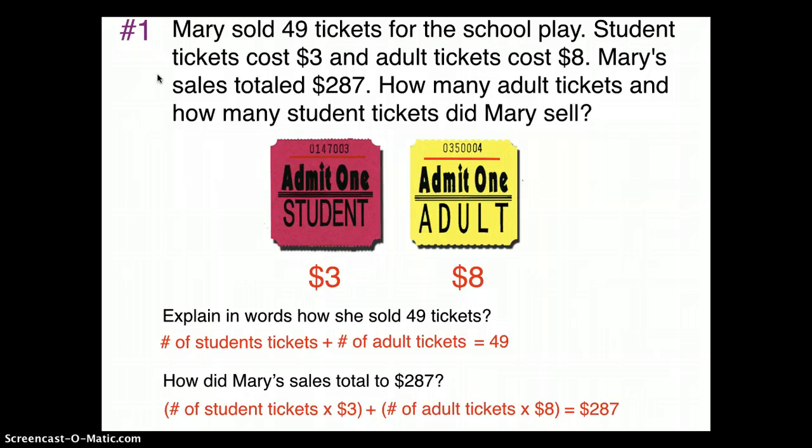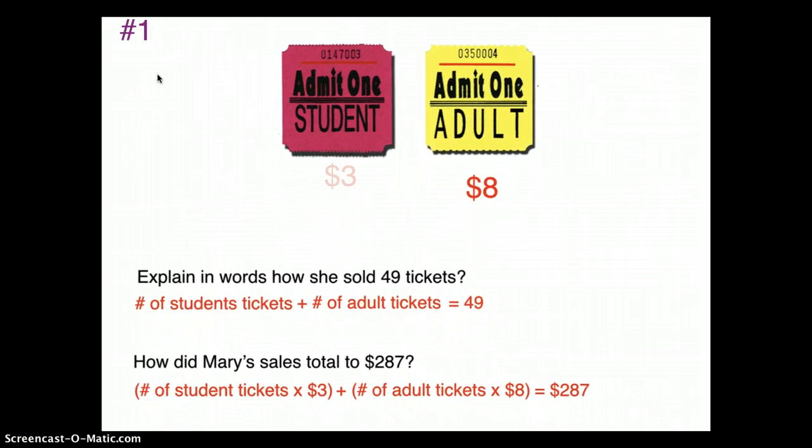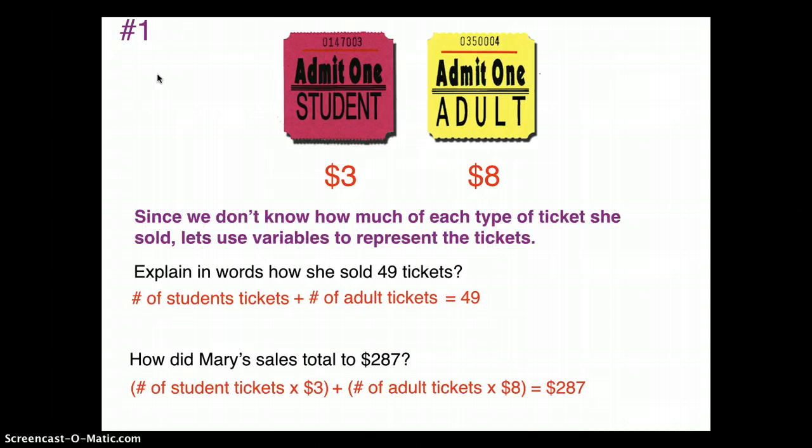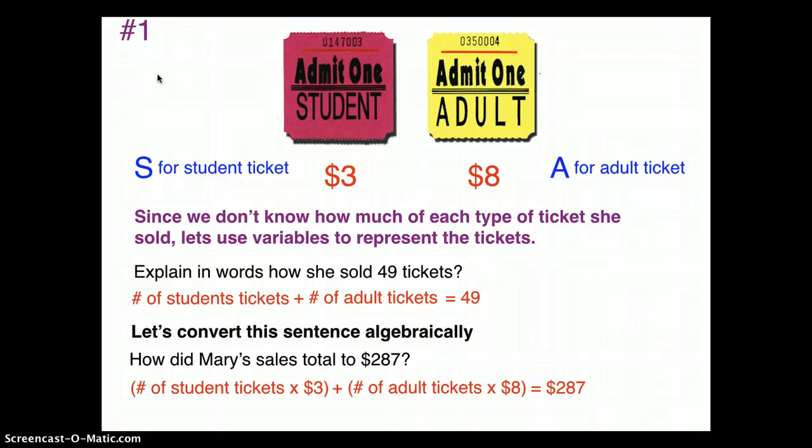But in order to solve this problem nicely, we're going to have to assign some variables. Why? Because we don't know how many student tickets were sold and we don't know how many adult tickets. So we're going to use a variable. I personally am going to choose S to represent the student tickets and A for the adult tickets. So right now I'm going to turn the sentence I have created for myself into an algebraic equation.